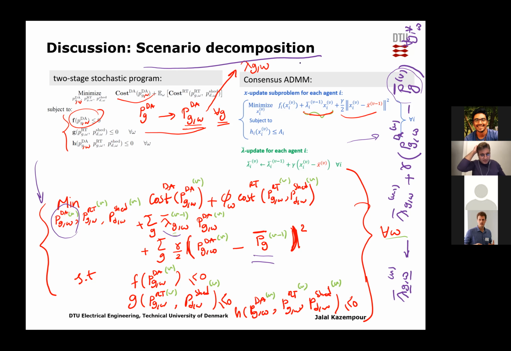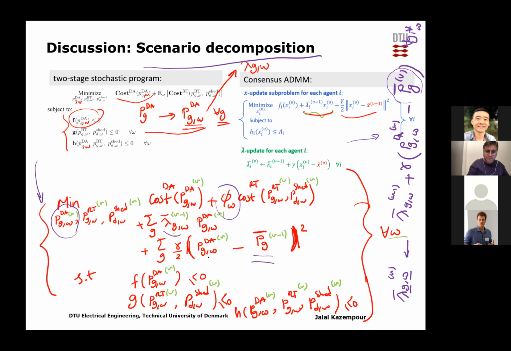Good. Yes, Raja asked about the applications. So let's go for the next application. If there is no question here, I can go for the next application. Liang said, I think phi should be applied to both day-ahead and real-time cost for each subproblem. We have it here, right?